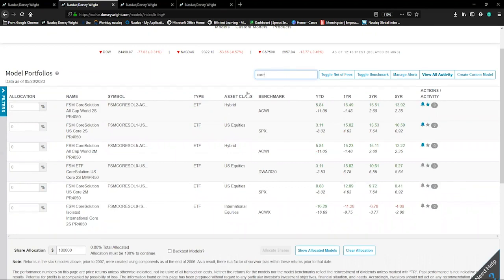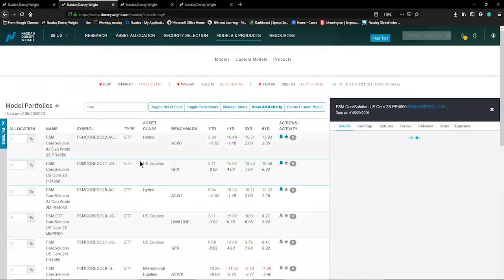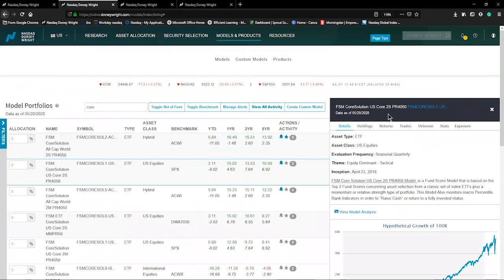So the core solution concept revolves around using highly liquid, well-followed ETFs within a US core or an all-cap world framework, and then using the fund score methodology on top of that inventory to find strength and avoid weakness in those inventories. Beginning with the core solution US model, and I'm going to select that one here, this PR4050. Notice we have the number 2 for the number of holdings included in these core solution models. That's going to be consistent across any of the iterations that we have here.